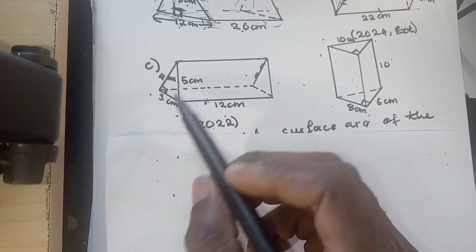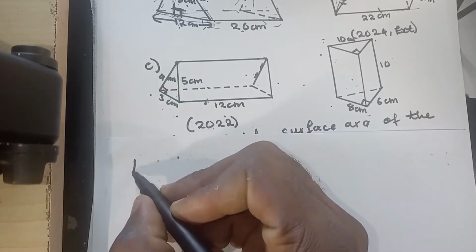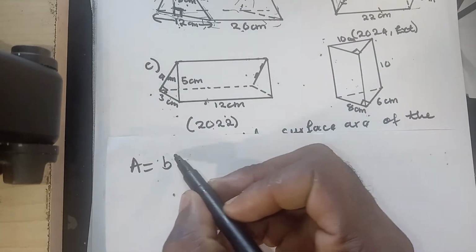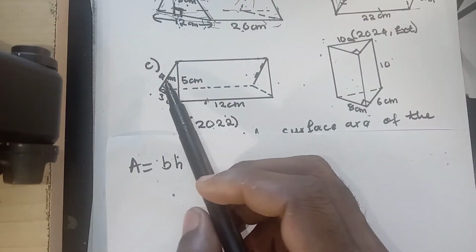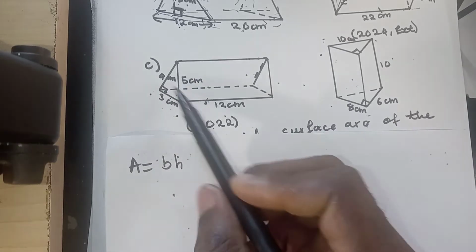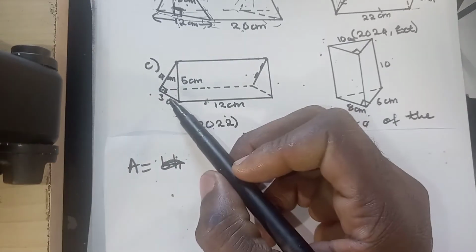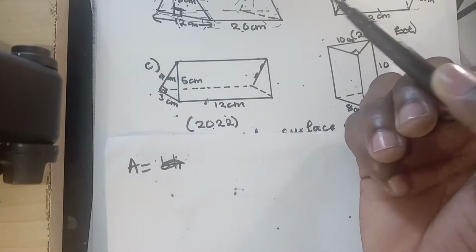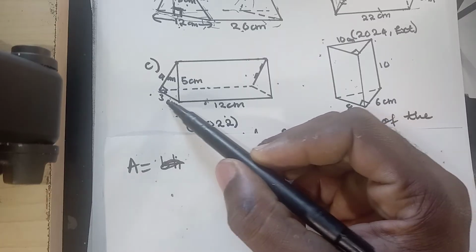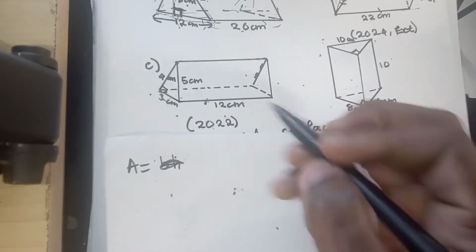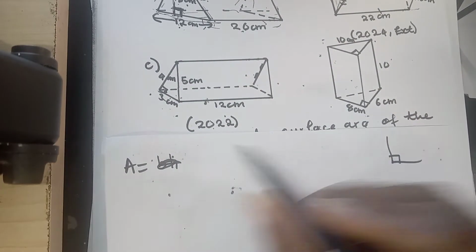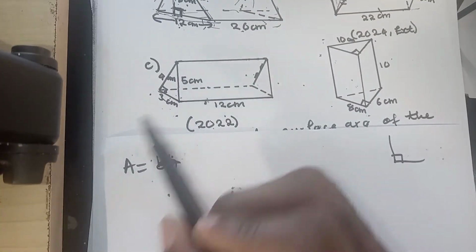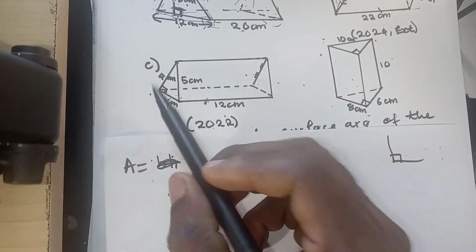So to find the total surface area of this thing here, you can say area is equal to, remember what we said, BH: you multiply the two perpendicular sides of the triangular face. So in this case, we have 3, which is perpendicular to 4. I know it looks like 5 is perpendicular to 3, but it's not. As long as you can't see the small square there, just know that this is something else. It's not really perpendicular to that.